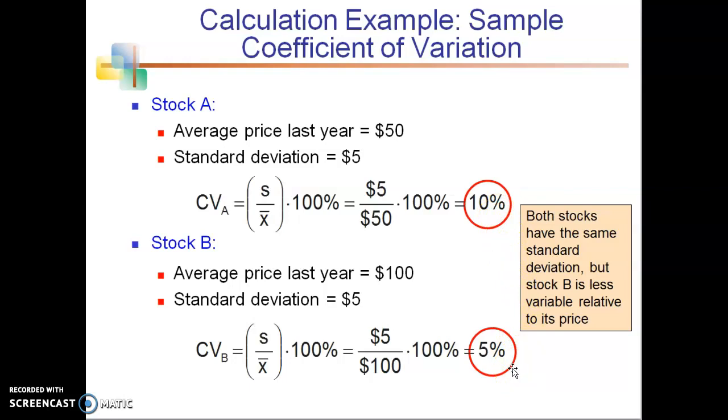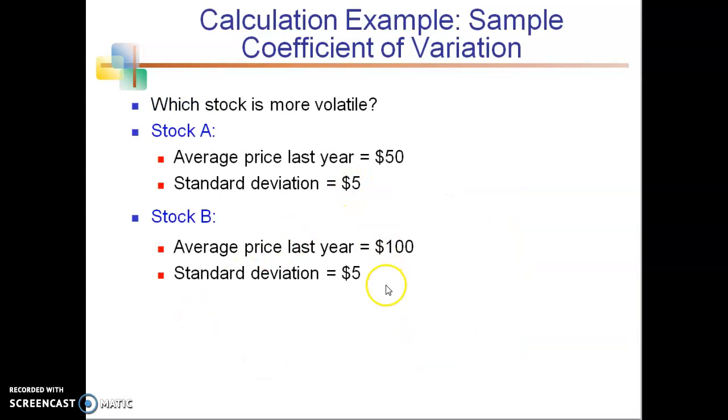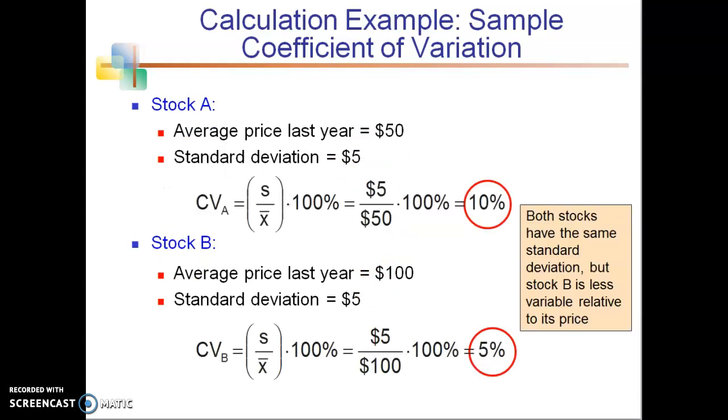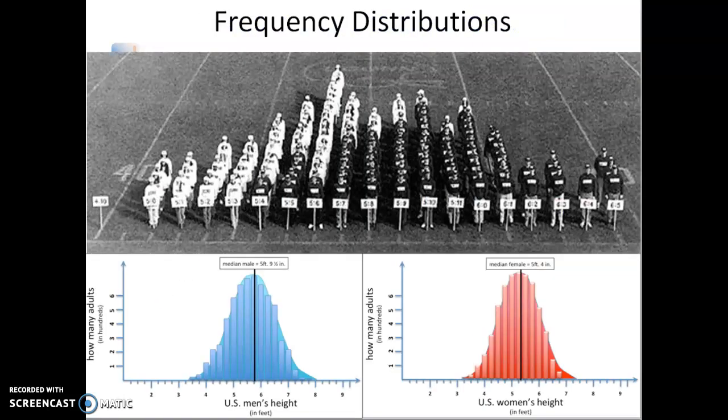I mean, look, if you're going to buy stock and it says that on average it's going to vary by 10% of its price, whereas stock B is going to, on average, vary by 5% of its price, you would say stock B is safer, right? It's not as volatile, it's not as risky. But the standard deviation alone does not tell us that. It looks like these are equal in terms of their risk. They're not. Okay, next let's talk about frequency distributions.